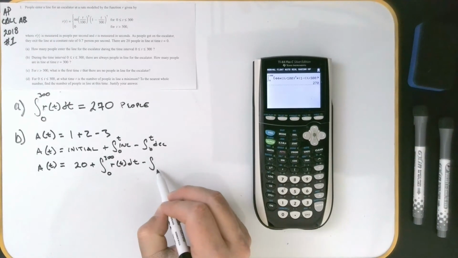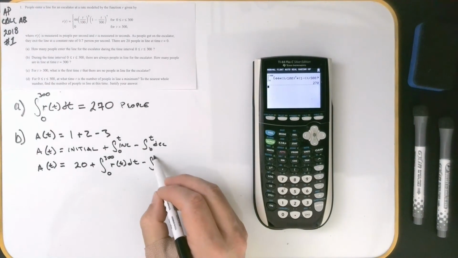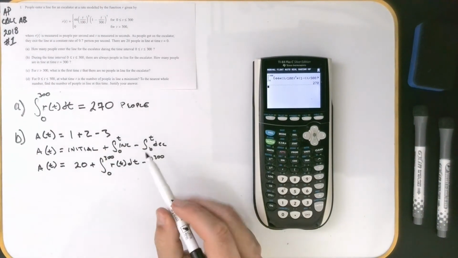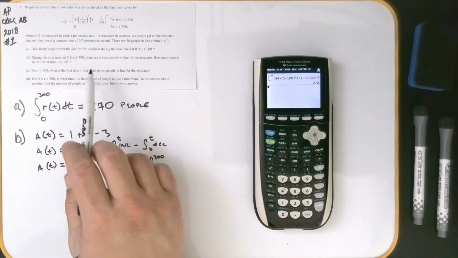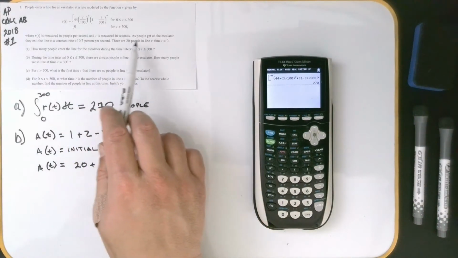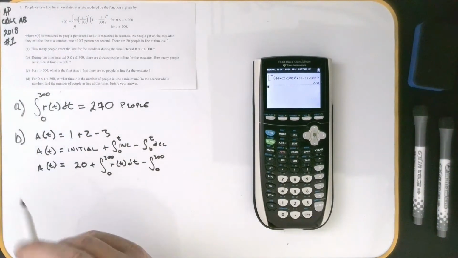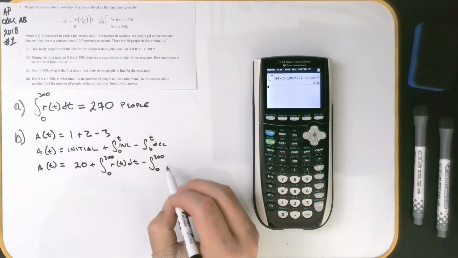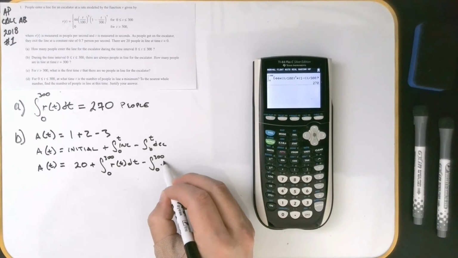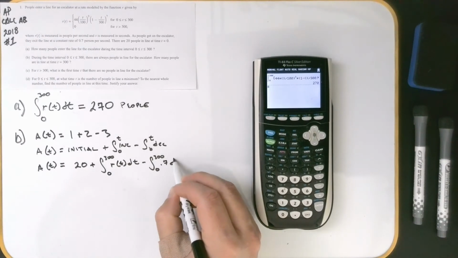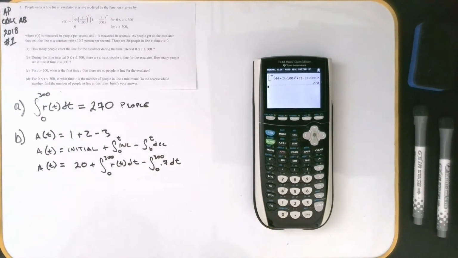So we would integrate again from 0 to 300, and what does it say about the rate of decrease? In the original question, it says, as people get on the escalator, they exit the line at a constant rate of 0.7 people per second. So the rate there is just a constant 0.7, and that'll be dt. So that's actually the setup for the amount.